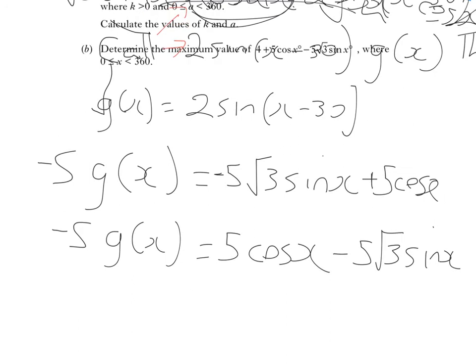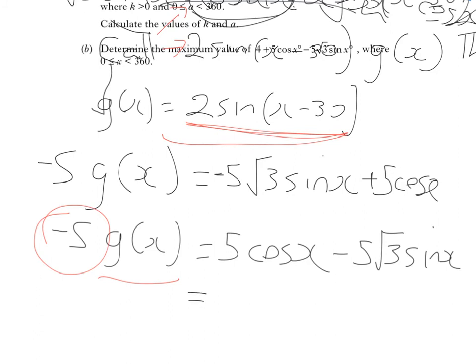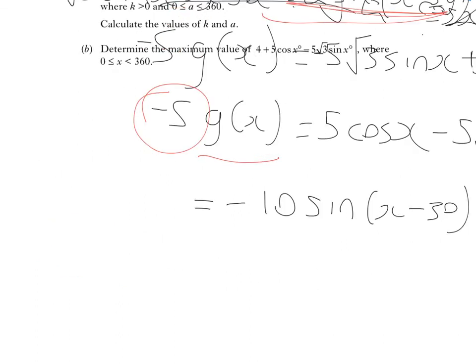Now I can then also say that I've multiplied this function by minus 5, so the function can also be written as 2 sin(x minus 30). So that means that that thing here is equal to minus 10 sin(x minus 30). So I've just multiplied the 2 sin(x minus 30) by minus 5 to get minus 10 sin(x minus 30). Now I'm going to transform the function again for another new function, which is going to be minus 5 g of x plus 4.